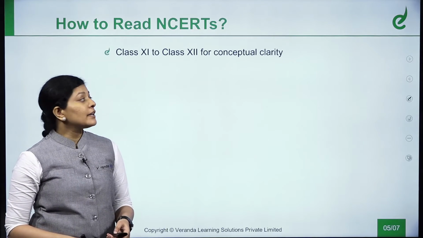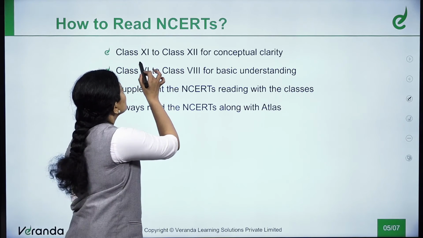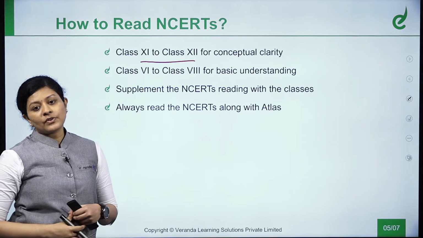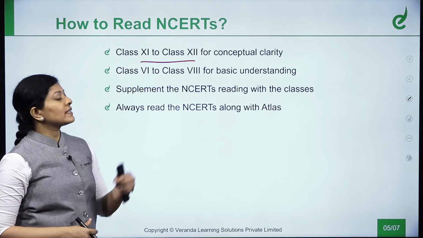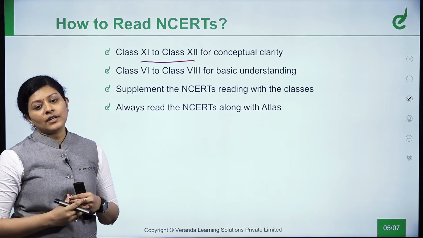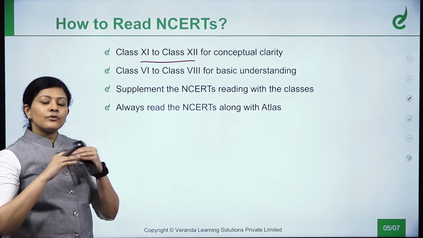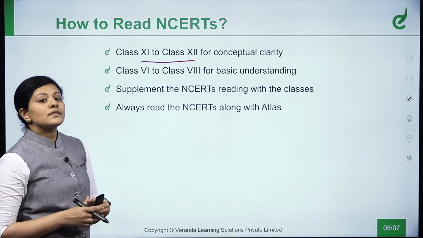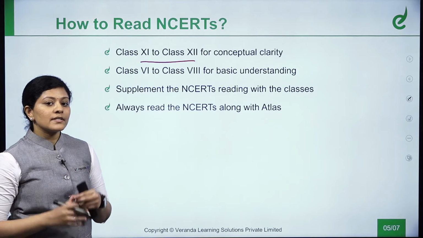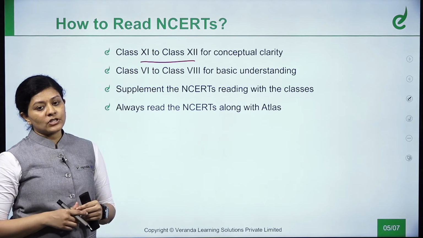Next, we shall read about how to read the NCERT books. First, for classes 11 and 12, you have to stick to them for conceptual clarity. Whereas classes 6 to 8, you could stick to for basic understanding. You might not have had much interest in geography during your school days. If you have no idea about the subject, you could stick to class 6 to 12, or else read them to build your basics for the subject. And classes 11 and 12 are very, very important, especially the Fundamentals of Physical Geography book.